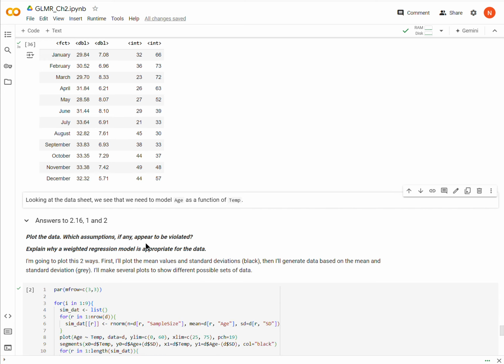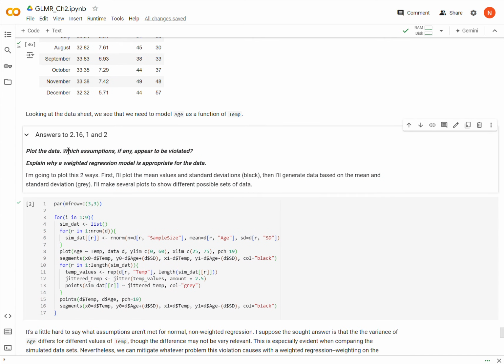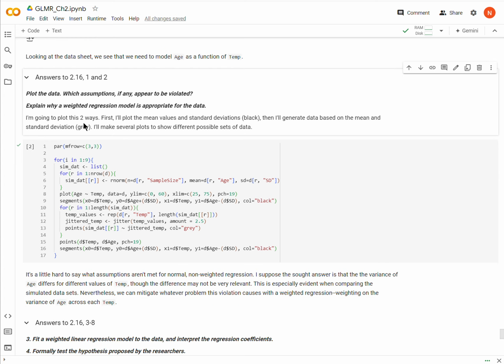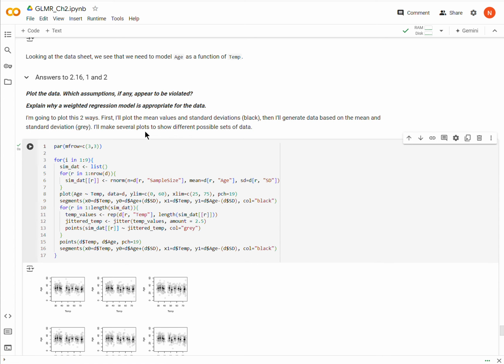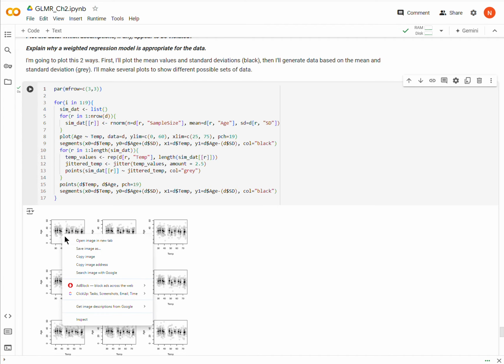So I'm going to answer 1 and 2 together. Plot the data. Which assumptions, if any, appear to be violated? And then explain why a weighted regression model is appropriate for the data. So I'm going to actually plot a couple of things here. In fact, let me just get the plot going. All right, so let me show you what this plot is.